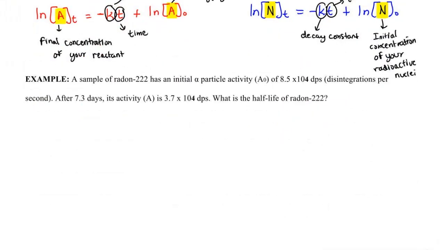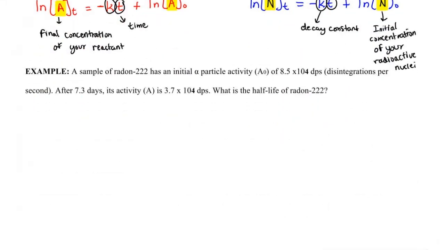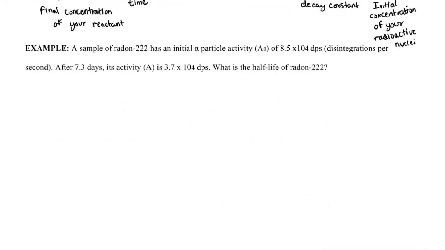So here, since we're going to continue to need more space, guys, I'm going to stay out of the image a little bit longer. Here we're going to say a sample of radon-222 has an initial alpha particle activity, so just think of that as your initial concentration, of 8.5 times 10 to the 4, that should be a superscript, DPS, which means disintegrations per second.